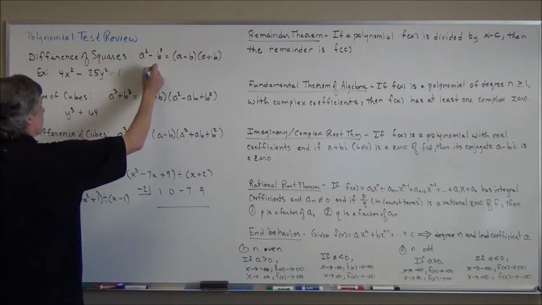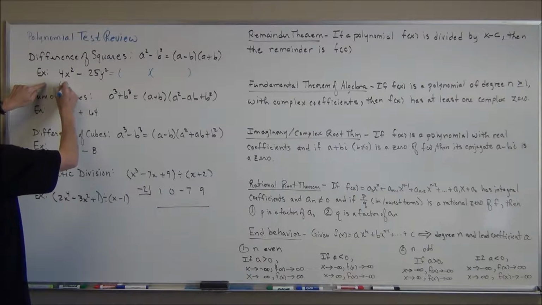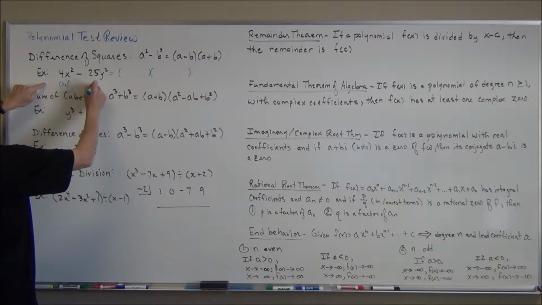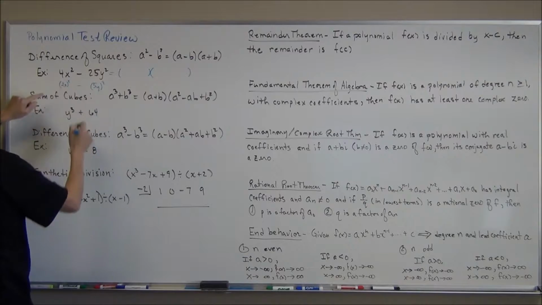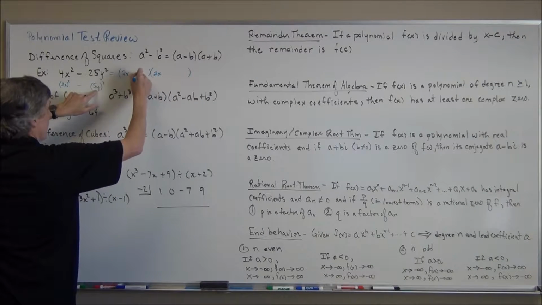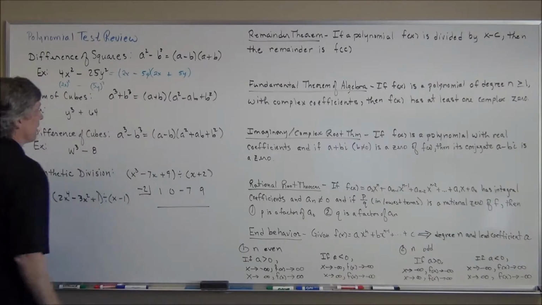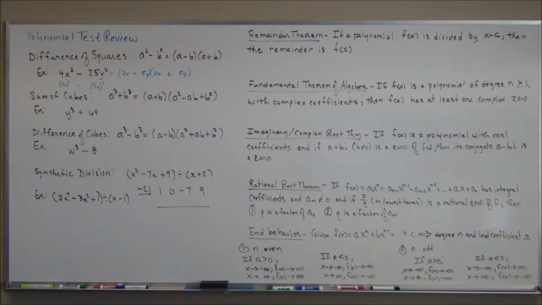This is a difference of two squares. This is 2x times 2x. This is 5y times 5y. And it's a subtraction sign, so 2x and a 2x, a 5y and a 5y. One's a minus, one's a plus. It doesn't matter which one you put first. And that's how that factors.